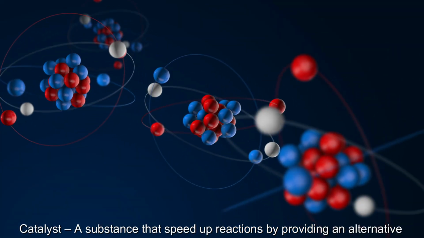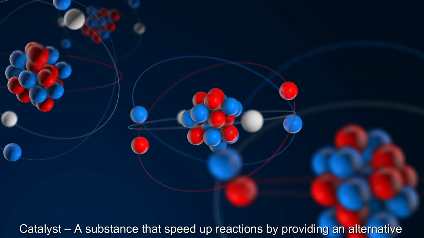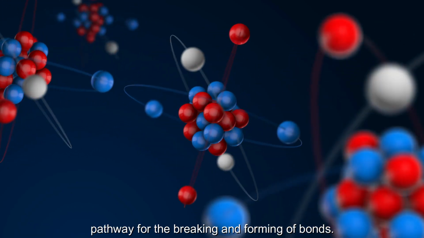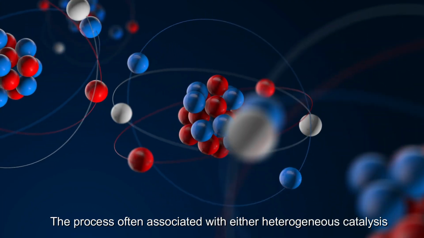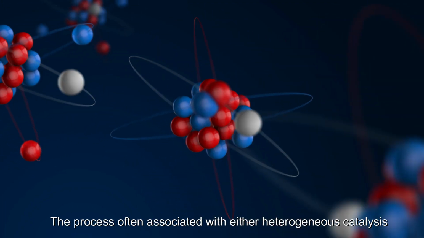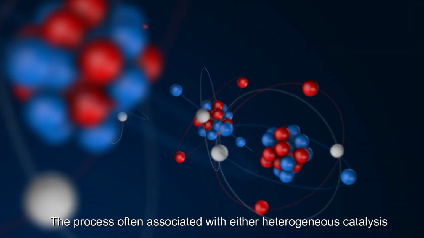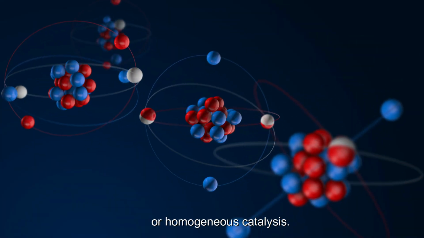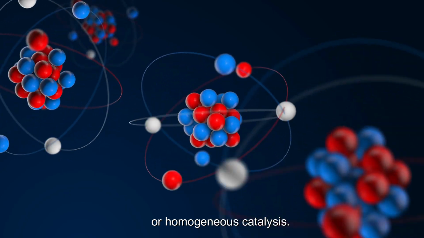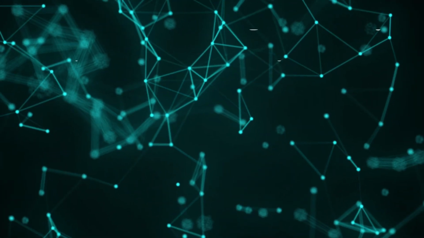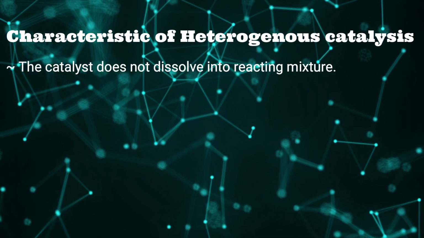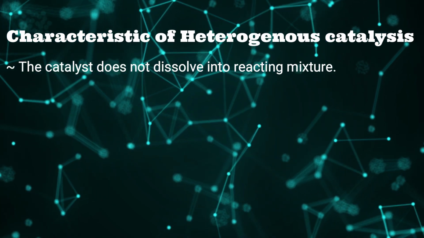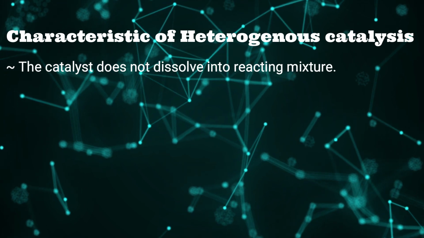A catalyst is a substance that speeds up reactions by providing an alternative pathway for the breaking and forming of bonds. The process is often associated with either heterogeneous catalysis or homogeneous catalysis. Heterogeneous catalysis has various characteristics, which include that the catalyst does not dissolve in the reactant mixture.